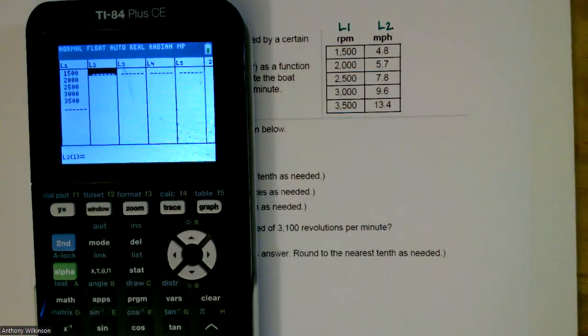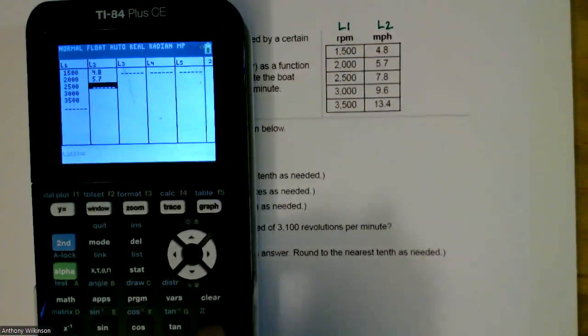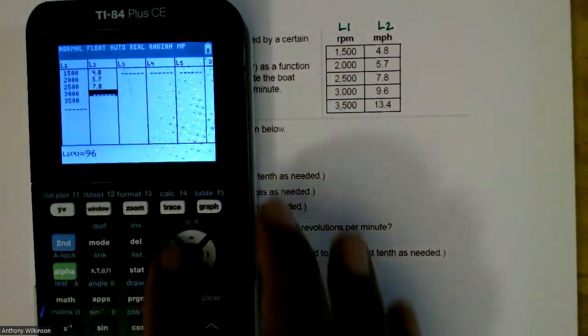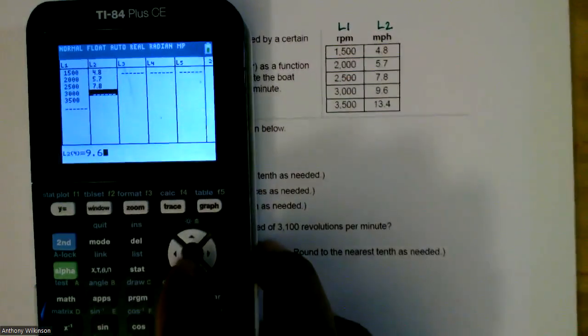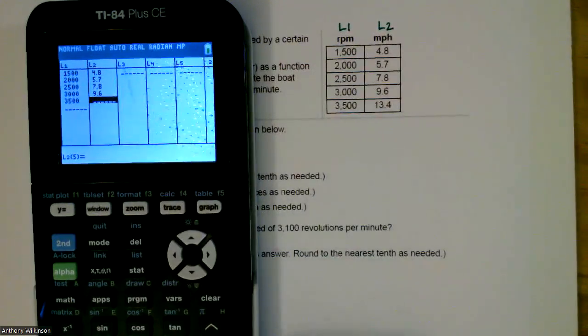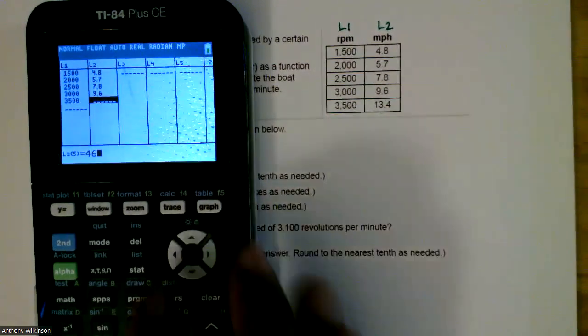Right arrow key to L2. Your miles per hour is 4.8, 5.7, 7.8, 9.6, and 13.4.